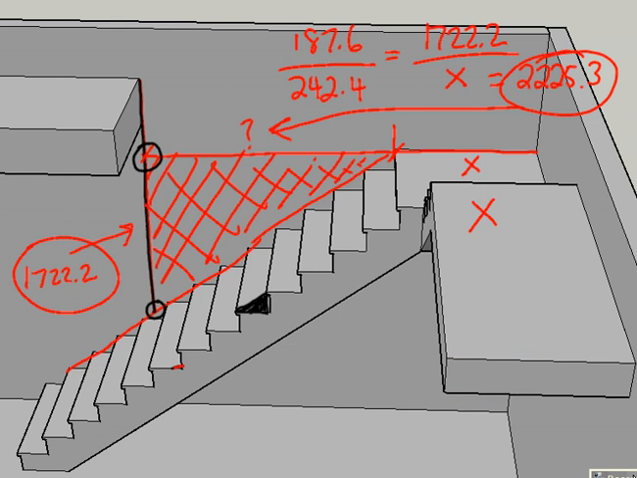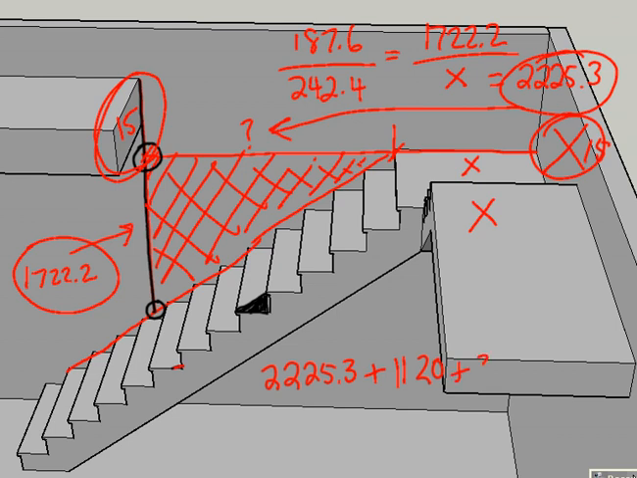Therefore, 2,225.3 plus landing of 1,120 plus the header finish up here, which is 15, plus wall finish here, which is also 15, so that's plus 30, is equal to 3,375.3, or we always round up, 3,376 millimeters.